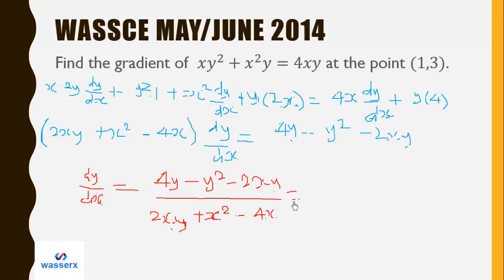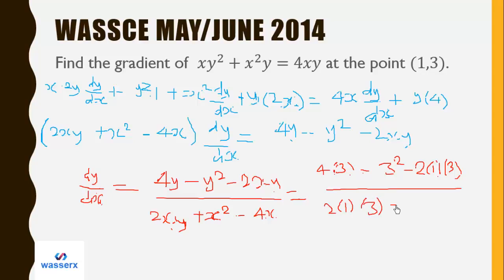So we now sub in the values. We have 4y, so 4 times y, which is 3. Sub in the point over here, y is 3 and x is equal to 1. Then we have minus y squared, so minus 3 squared, then minus 2 times x, which is 1, times 3, all over 2 times 1 times 3, plus 1 squared, minus 4 times 1. If we simplify all this, we are going to get negative 1 as the result.